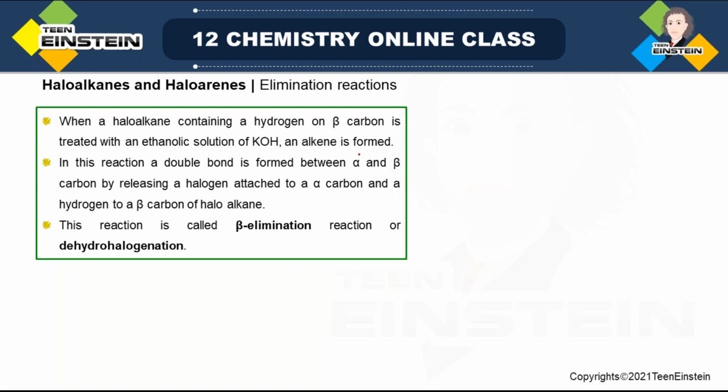Mostly these two reaction types, substitution and elimination, are the most important for haloalkanes and haloarenes. After finishing these, two more reaction types will be there, but they are not so versatile. So see what an elimination reaction is. As you can understand from the term elimination, some part will be eliminated from the molecule.